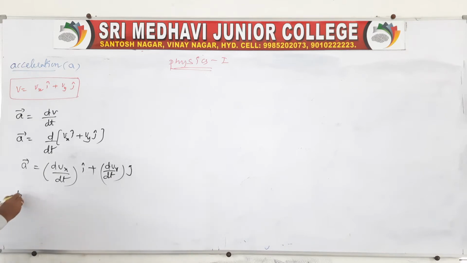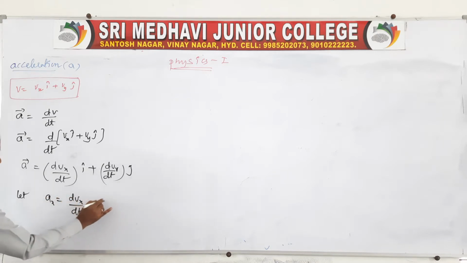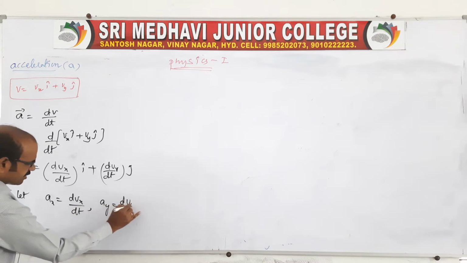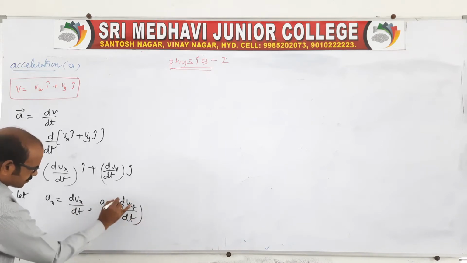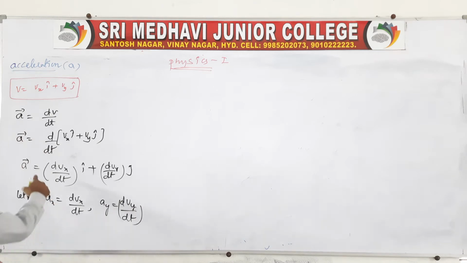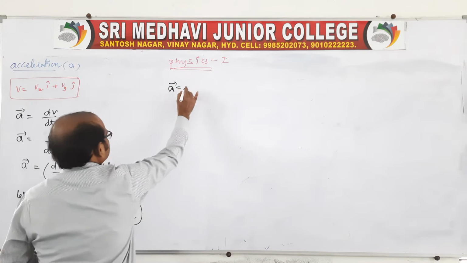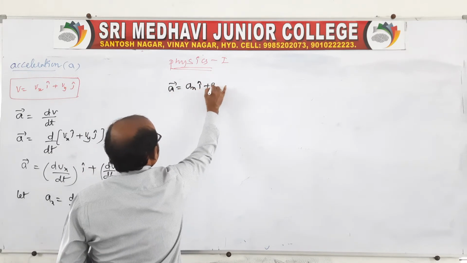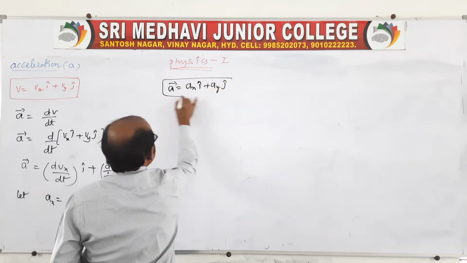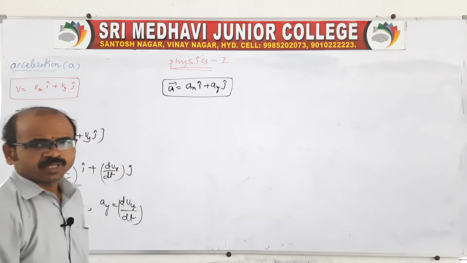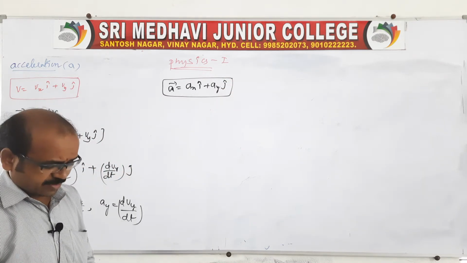In general, acceleration is a equal to dv by dt. Here dvx by dt is there, so we can write ax is equal to dvx by dt, and ay is equal to dvy by dt. Now replace these with ax and ay, so that a is equal to ax i cap plus ay j cap. This is the acceleration in a given plane.